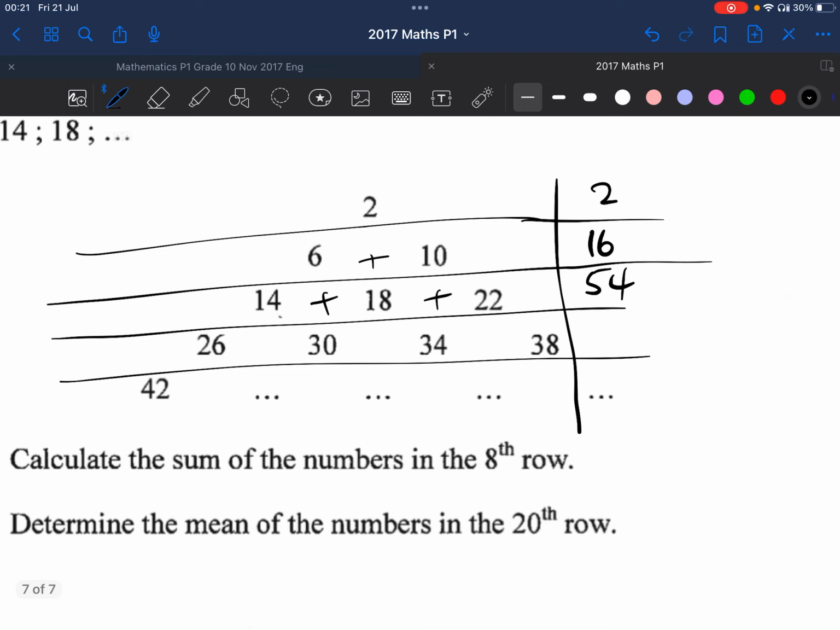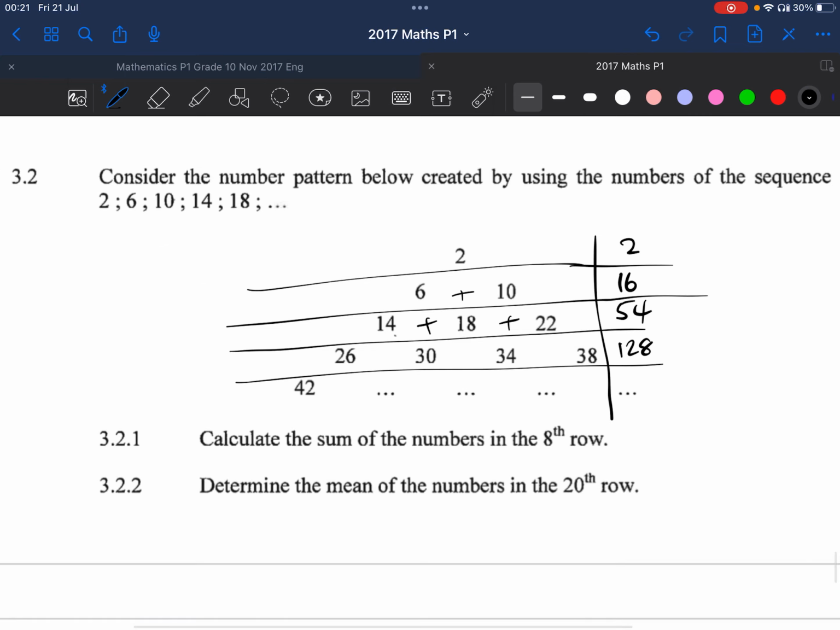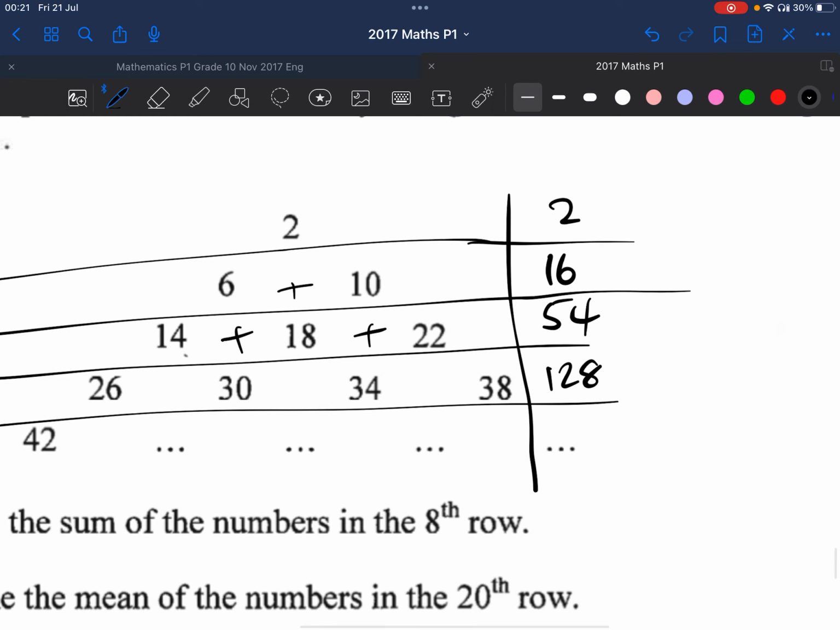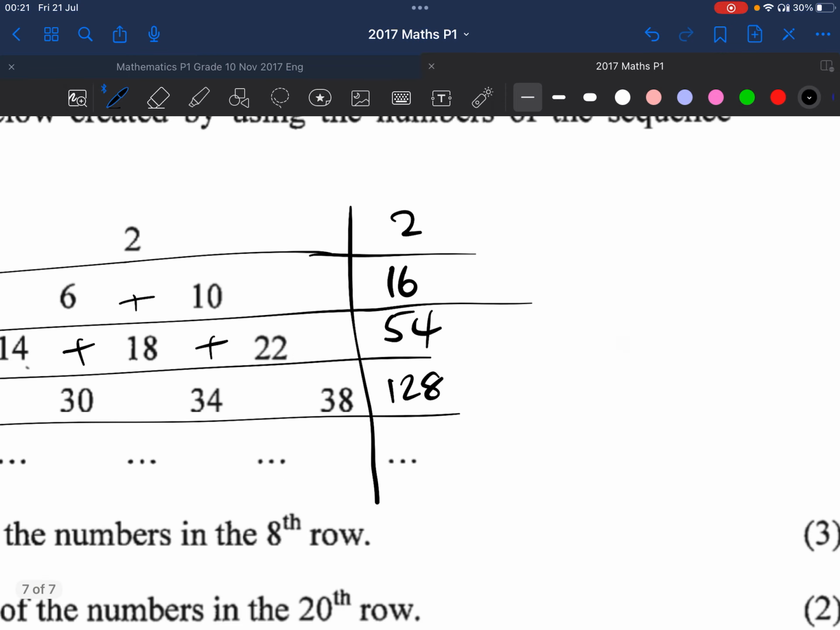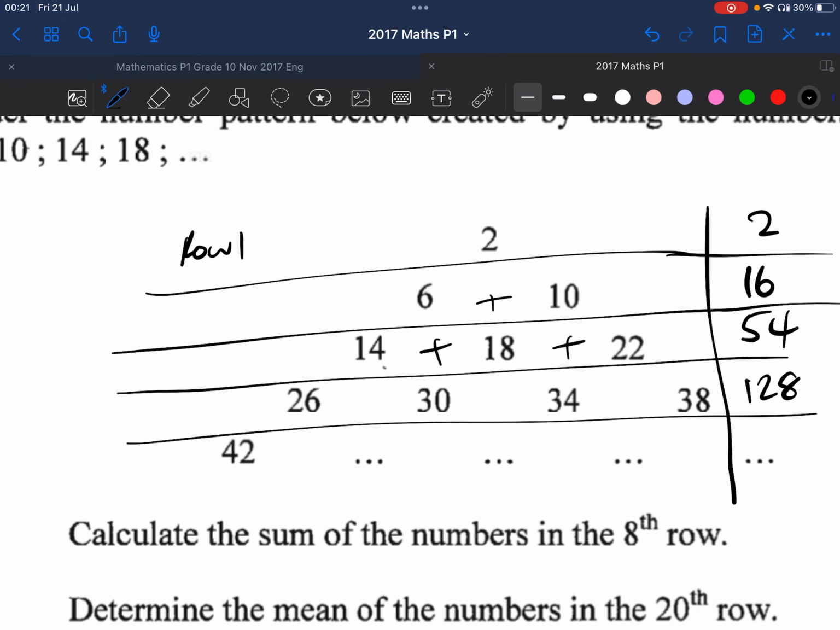And then 26 plus 30 plus 34 plus 38 gives us 128. Okay, now here is something that you can notice from here. Okay, so if we look at the first, let's call this row 1. So row 1, 2, 3, 4.